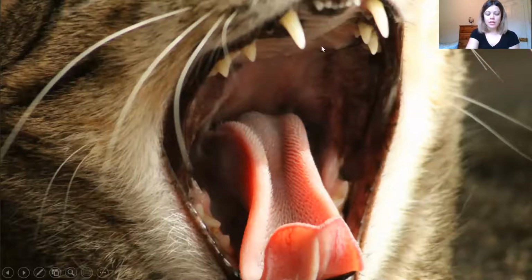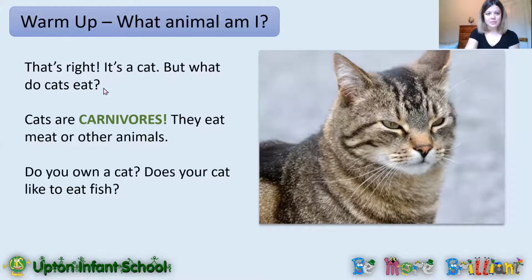Can you see the teeth up here and the fur here? What are these called? They're whiskers. What animal do you know that has whiskers? And what does that animal eat? Is it a herbivore? Is it a carnivore? Or it might be an omnivore. Well done. It's a cat.